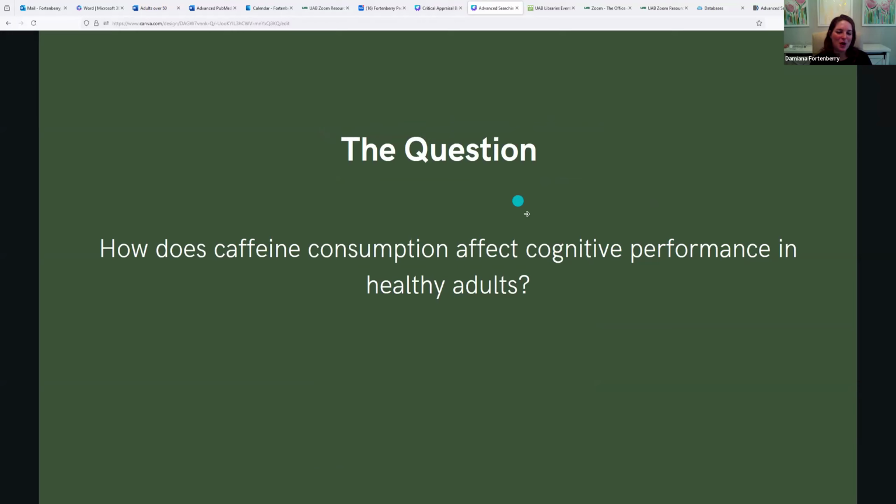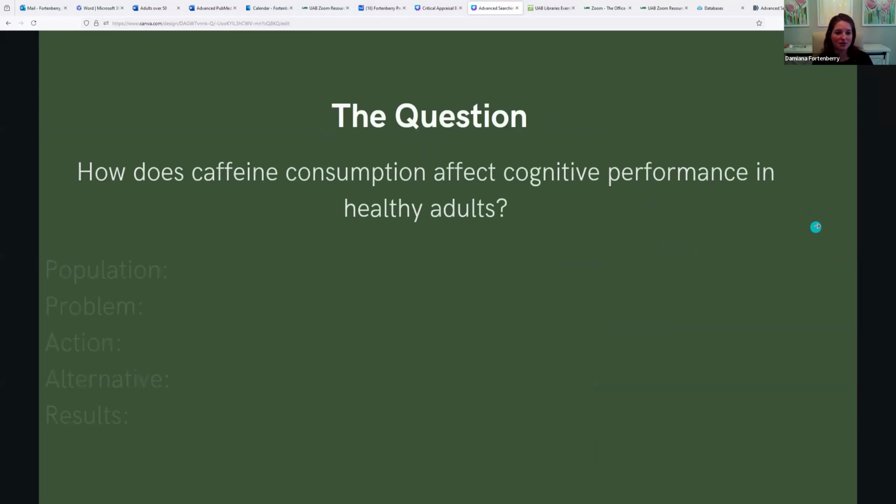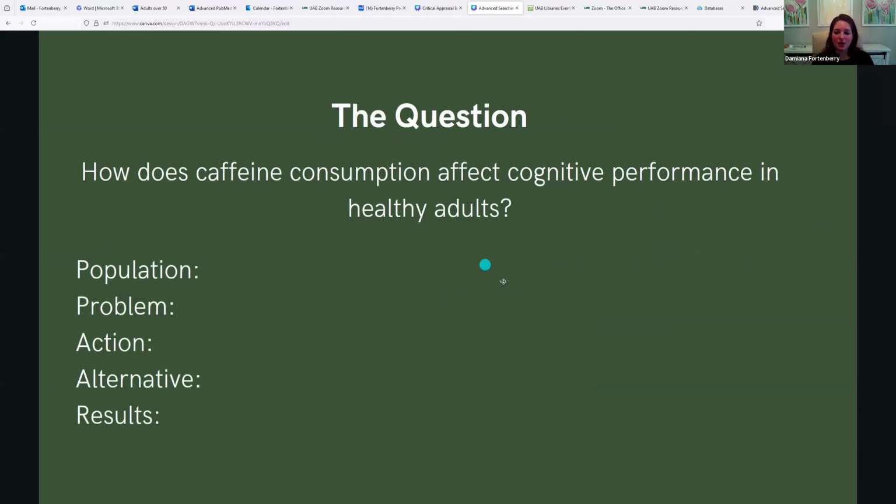Okay, so the question: how does caffeine consumption affect cognitive performance? And again, healthy adults, no age group, so that's great. So we've got to look at the sections of our question, our PICO. So we've got our population, what the problem is, the action we'll take. This is actually PAIR, but it would be population, intervention, comparison, and outcome. But this is PAIR, which is a different framework. Apologies for that, but it's the same concept of just making sure that all the parts of your question are covered.